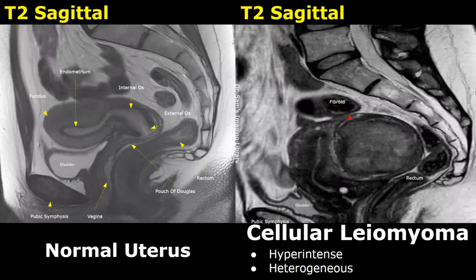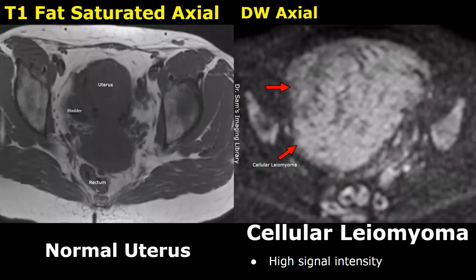Here is a sagittal view of a cellular leiomyoma. It has hyperintense and heterogeneous areas. In a diffusion weighted sequence, a cellular leiomyoma will give high signal intensity.